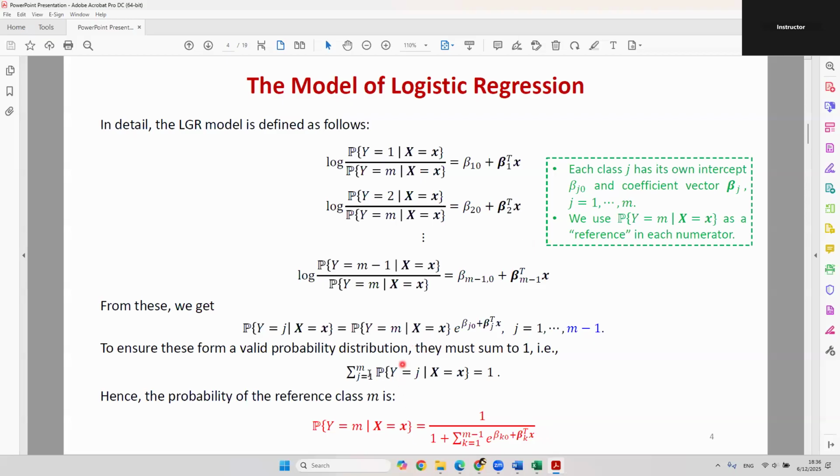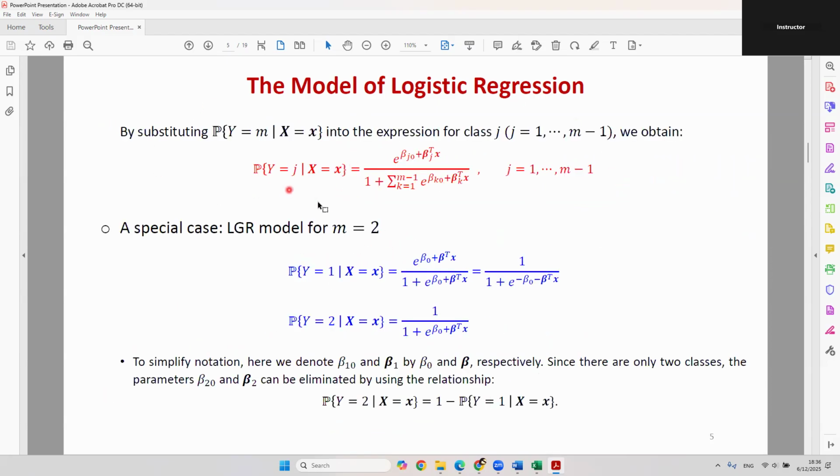Get the point? First of all, using this one and also this one, I get the posterior for the last class. Then I substitute this into each of the equations. For example, for equation 1, I substitute this result, take the exponential of each side, and then move this one here. Then I get the posterior for class 1, for class 2, up to class m minus 1. And here we go, okay?